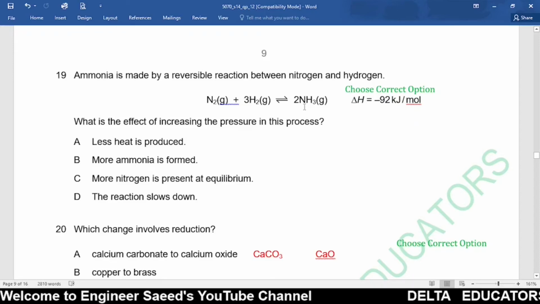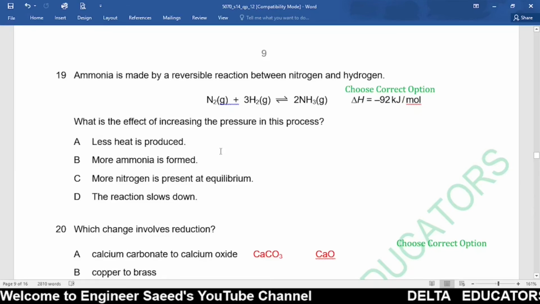So here we can say when we move in the forward direction, number of moles are decreasing. Since number of moles are decreasing, so here we can say that volume is also decreasing on the product side. So on the reactant side, volume is more. On the product side, volume is less. And with the increase in pressure, volume decreases. So if we will increase the pressure, the reaction will proceed in the forward direction and we will get more ammonia. Now we check the options.